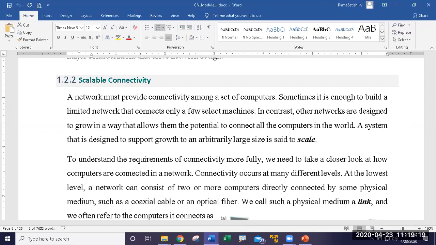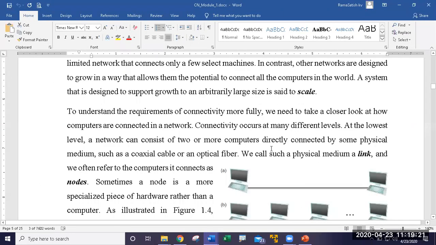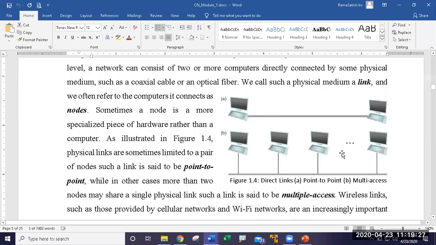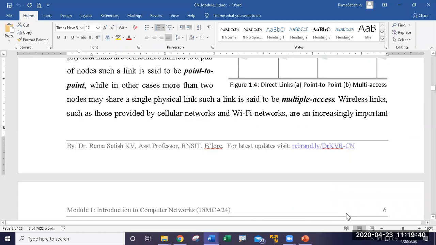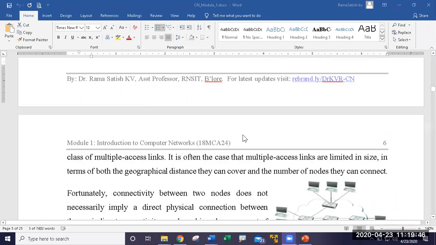And some definitions. What is a link? A link is a physical medium between the computing devices, which we call nodes. A point-to-point link is where one computer is connected to another computer. A multi-access link is the same link being accessed by multiple people. Normally, wireless is an example of a multi-access link.